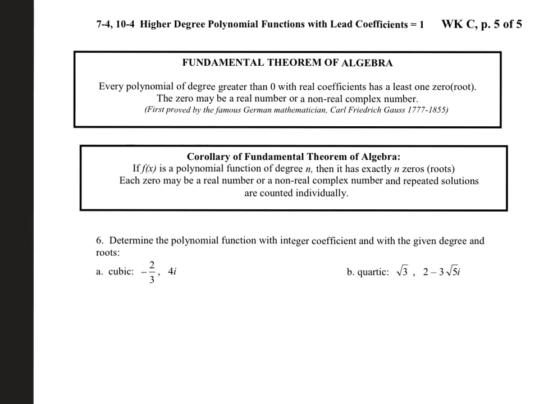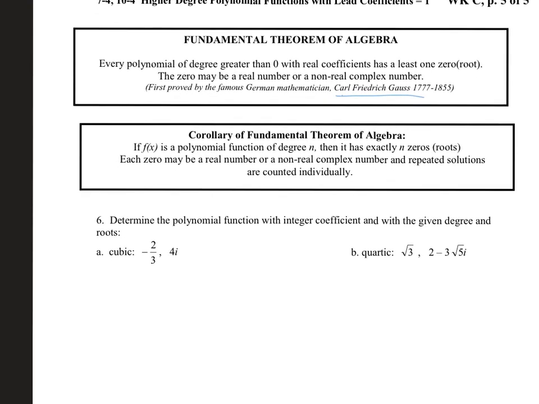It was first proved by Carl Friedrich Gauss, okay, who is my personal favorite mathematician. Every math teacher needs a favorite mathematician. He happens to be mine. But this also leads into an important corollary of this theorem, okay, which says if f of x is a polynomial function of degree n, then it has exactly n zeros or roots, and each zero may be a real number or a non-real complex number, and repeated solutions are counted individually.